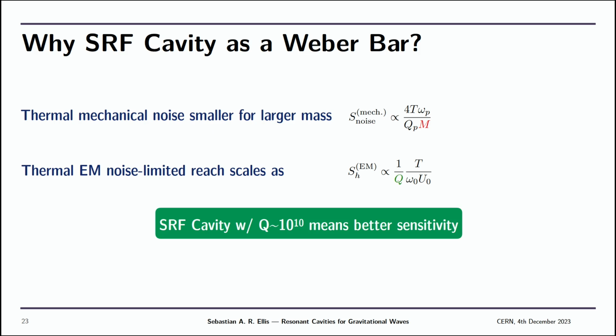The best Qs in LC resonators were achieved by, for example, Auriga. That's of order 10 to the 6. In SRF cavities, you regularly reach 10 to the 10 or higher. And so you can beat down that thermal electromagnetic noise, which you will remember from the previous slide dominated in quite a large range of frequencies.